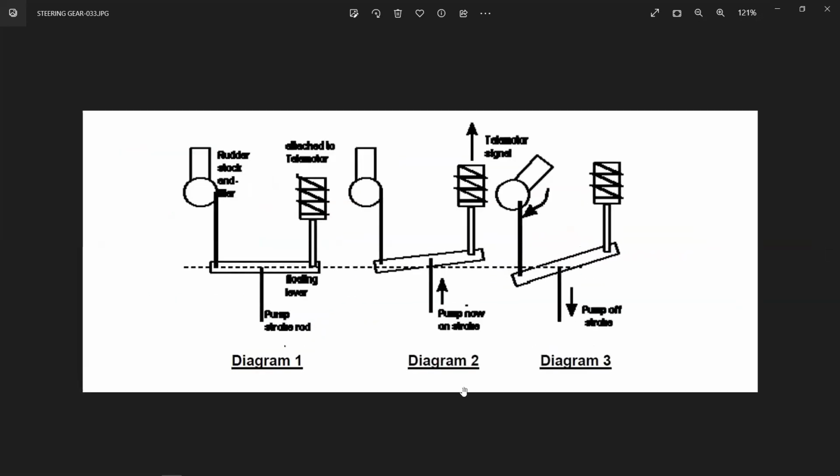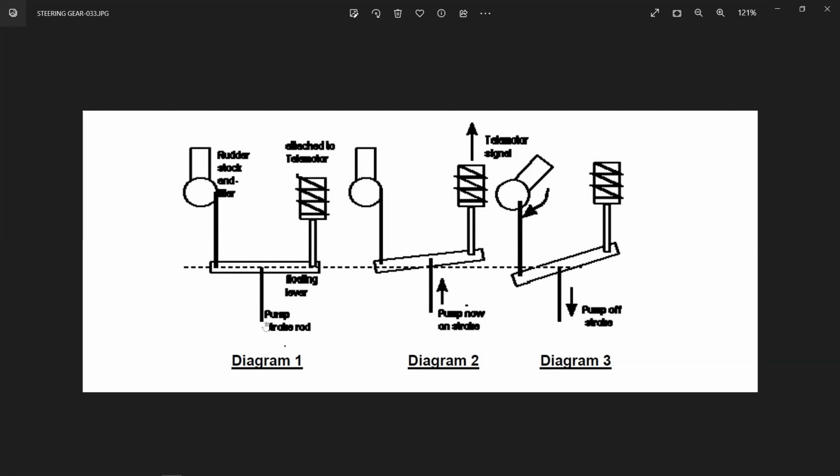You've got diagram 1, diagram 2, diagram 3. Diagram 1 is the neutral position, where the rudder stock end is connected to the floating lever. This entire thing is the floating lever. This vertical one is connected to the telemotor, and is called the telemotor lever. This other vertical one is called the pump control lever.